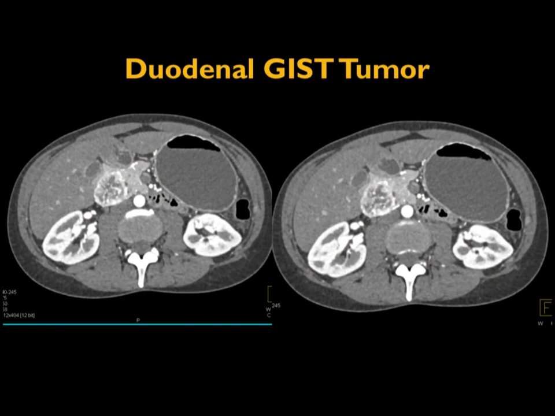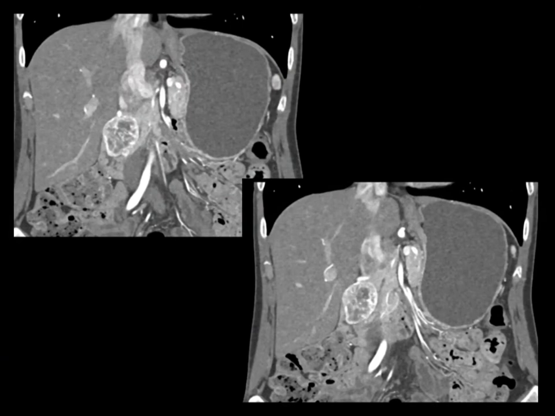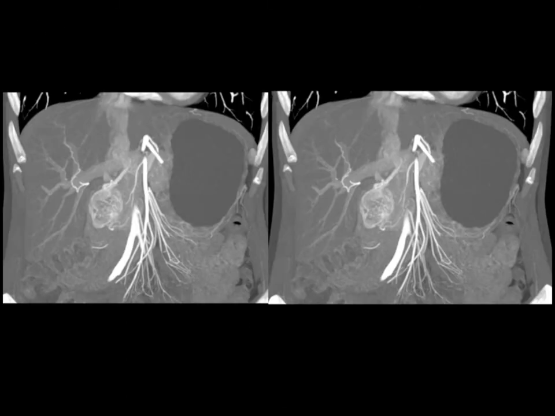Another example, similar to the last case, but much larger. Again, I'm looking and thinking pancreatic cancer, but the pancreas was fine. There's no dilated common duct, there's no dilated pancreatic duct. And what you're dealing with here is simply a GIST tumor. Again, you can see why it's challenging. The patient had renal cell metastatic nodes in the peripancreatic region.